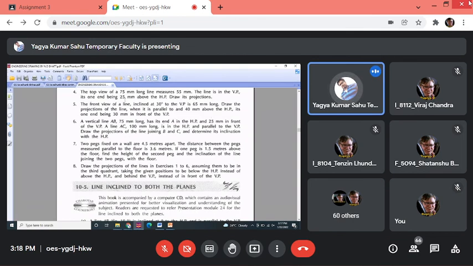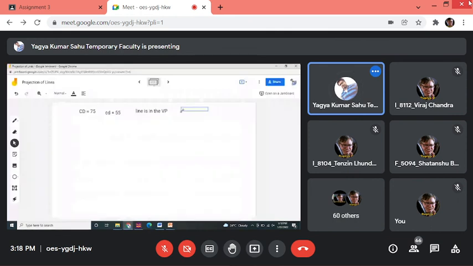Its one end is 25 mm above the HP. Take either C or D, whatever you want. Okay, above the HP. अब देखो यहाँ पे टॉप व्यू छोटा बन रहा है.